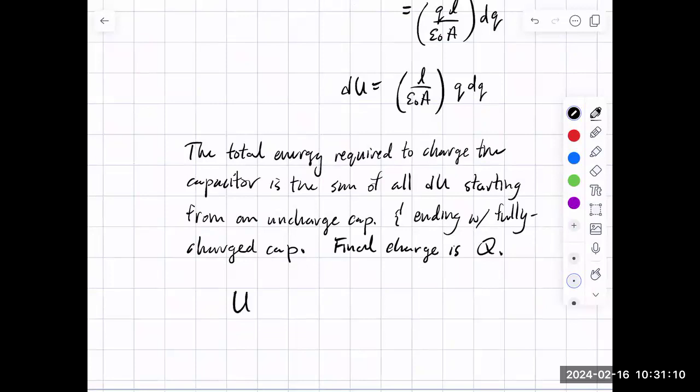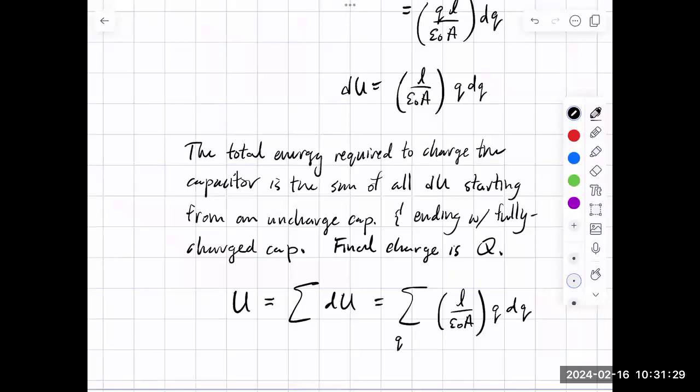All right, so U is going to be the sum of all the little dU's, which is going to be the sum of, well, the dU's was L over epsilon naught A, some constants, and then we had Q dq. And what we have to do is we have to do this from an initial charge of 0 to a final charge of capital Q.